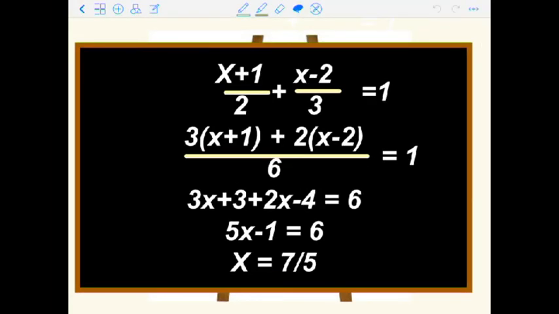If you have an equation with fractions in it, I always think the best thing you can do is to get rid of the fractions as soon as possible. What I've done here is to add those two fractions together just like I would do with an arithmetic fraction. The common denominator is 6. I then multiplied by 6, and after that it's pretty well what we've done on the previous example.